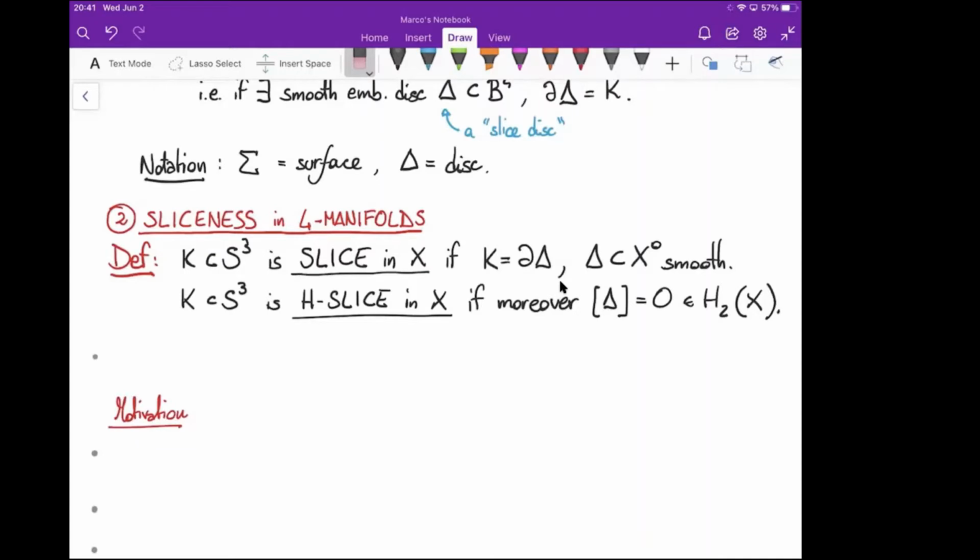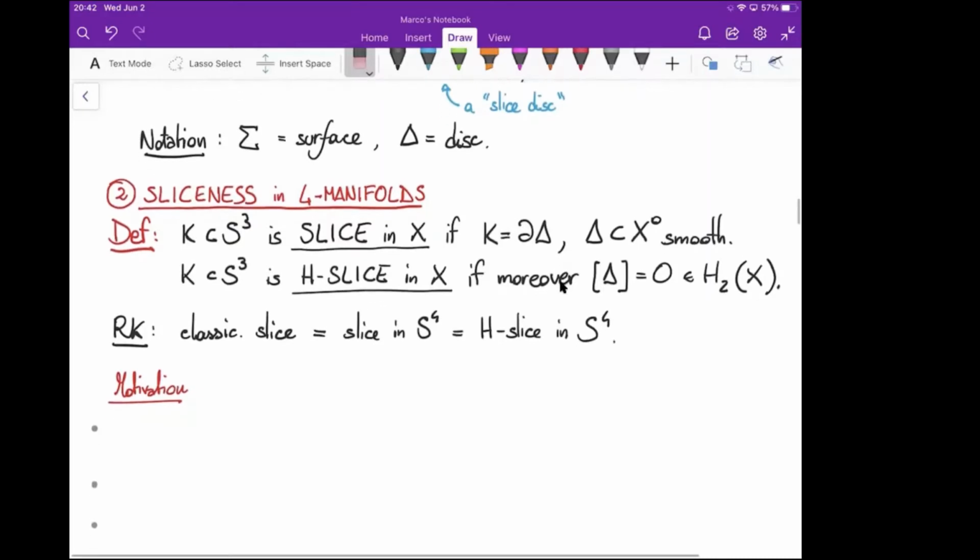A knot is called H-slice in X if it bounds a smoothly embedded disk in X minus a ball, and moreover, the homology class of the disk is vanishing in H2 of X. So it's a null-homologous slice disk. And as I mentioned, both of these notions are generalizations of classical sliceness, because a knot is classically slice if and only if it is slice in S4, if and only if it is H-slice in S4. The homology condition doesn't mean anything in S4 because S4 has trivial second homology.